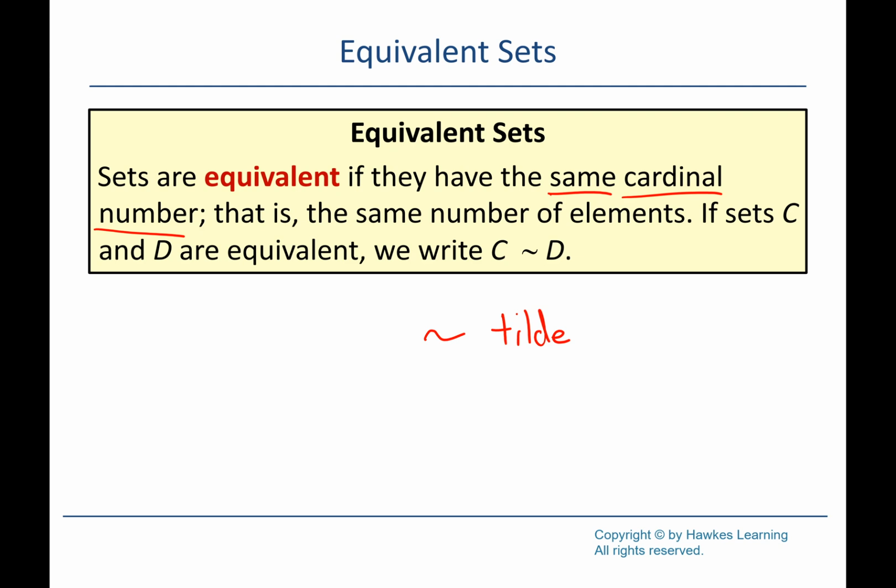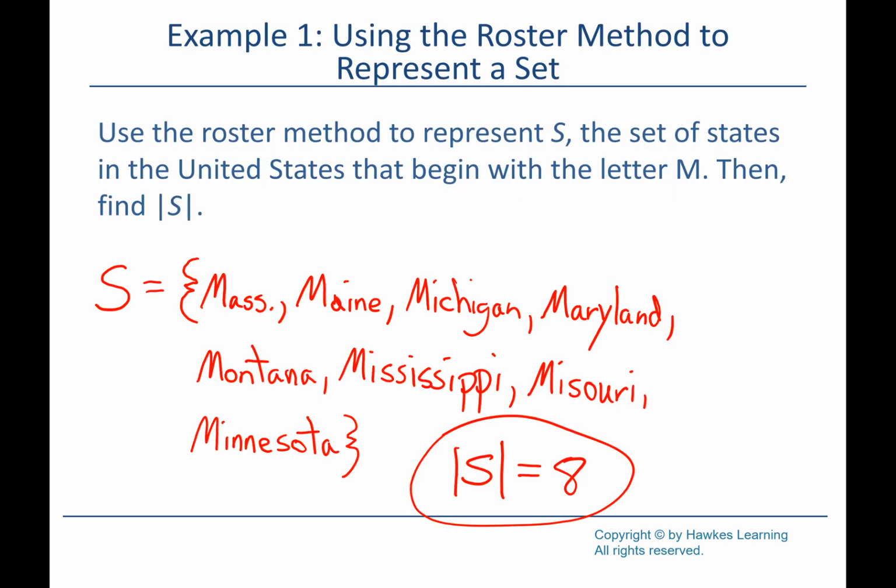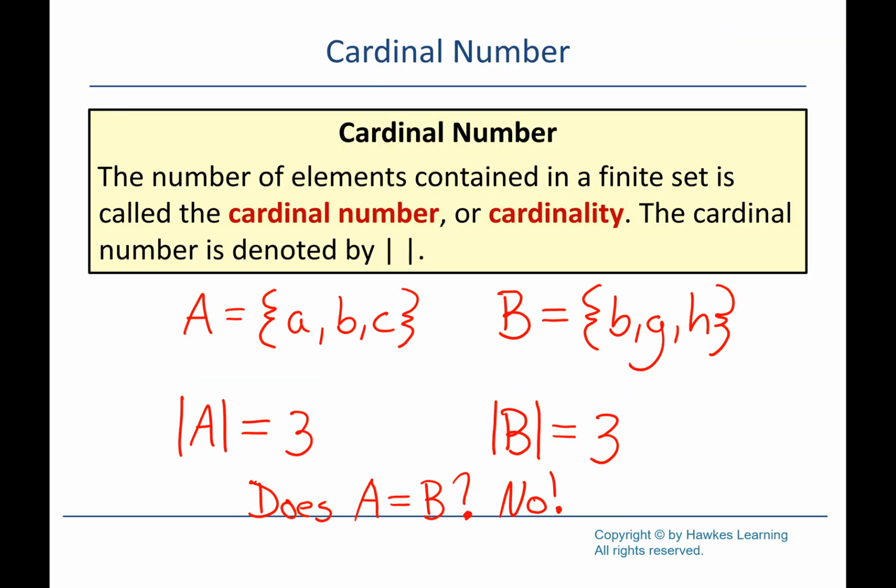So if we have that squiggle, that means they have the same size, the same number of elements. So here, on these two, these two sets are not equal because they don't have the same elements, but they have the same cardinal number, so they are equivalent. So you could say A squiggle B, and that would be true.